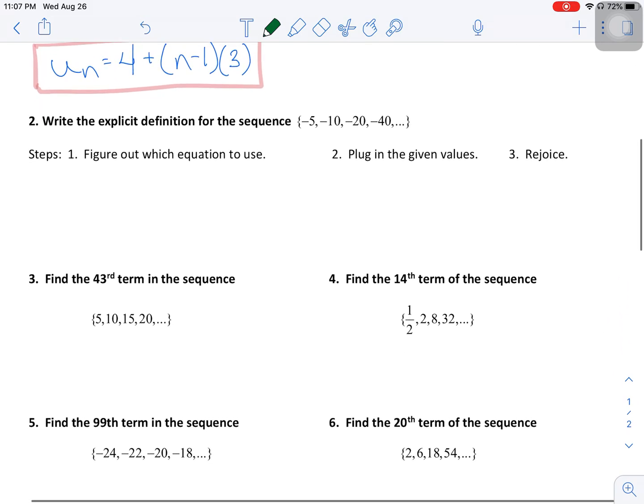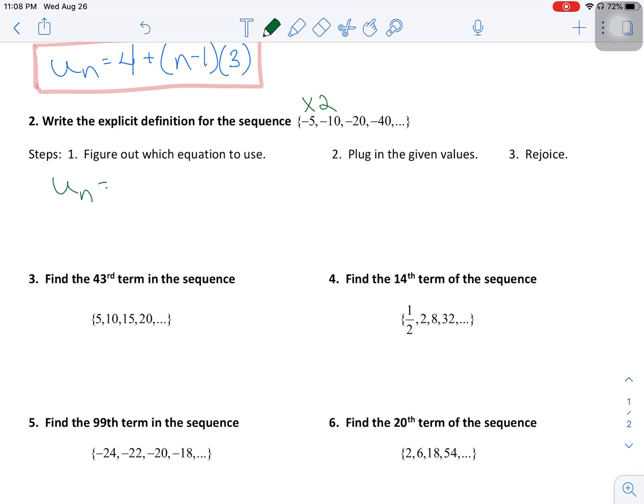number 2. So example number 2, we have an explicit definition I'm looking for. Sequence this time is -5, -10, -20, -40. So arithmetic or geometric, and the way you're going to know that is, are you looking at a common difference or a common ratio? And because it's going to take multiplying by 2 to get from term to term to term, I said multiplication, that's geometric.